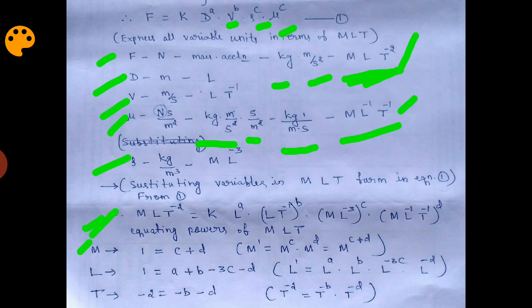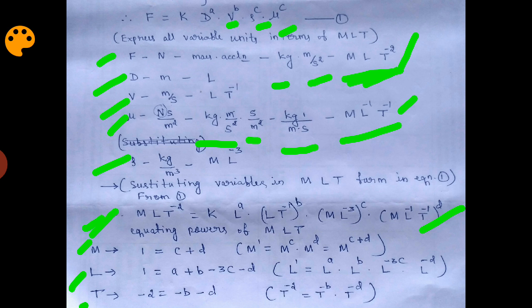Then what is the next step? Equate powers of m on both the sides, equate powers of l on both the sides, equate powers of t on both the sides. So when we equate, only choose m terms in this equation. In the LHS we have only m raised to 1, so it is written as 1.